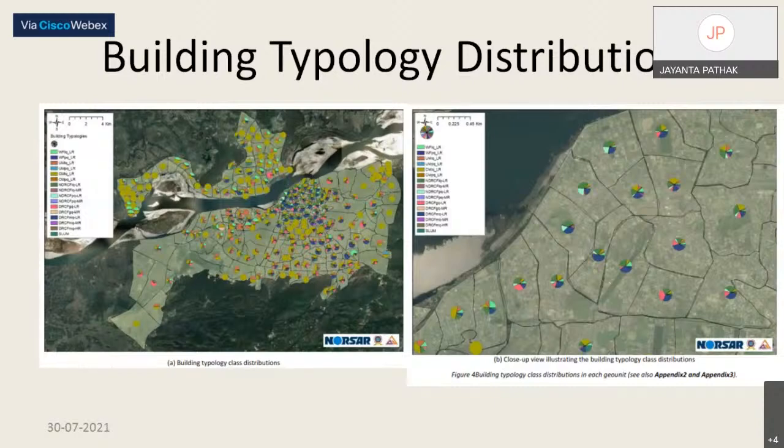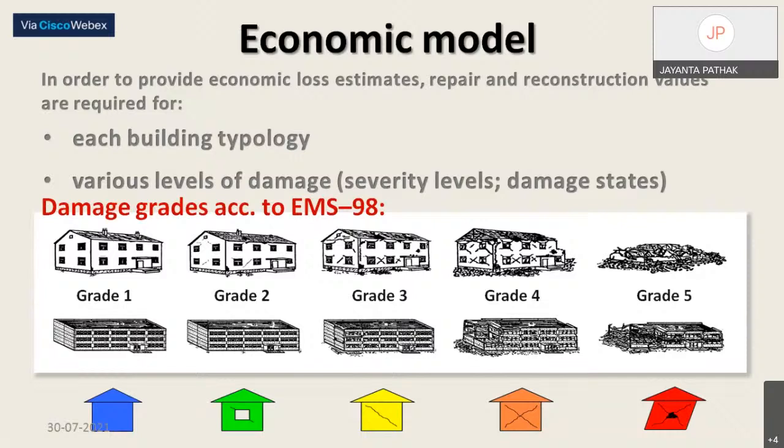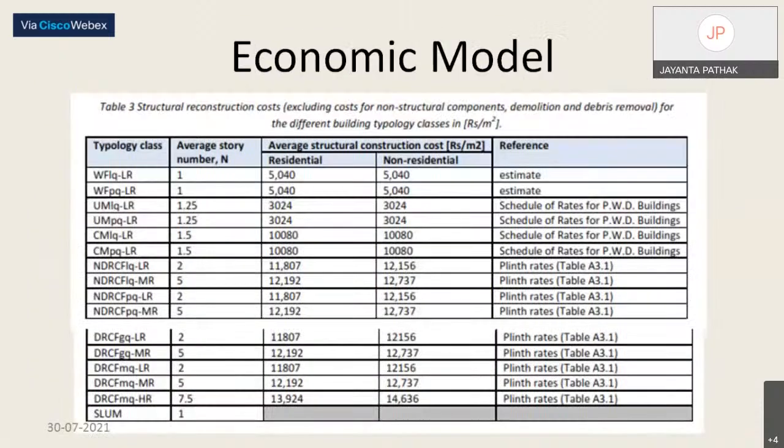We have established an economic model for the building. As you all know, grade 1, grade 2, grade 3, grade 4 damage can be estimated for buildings based on the typology and the intensity. We can put a certain type of building at a certain grade of damage. For every grade of damage, we have calculated the reconstruction cost. The reconstruction cost divided by the capital cost is called the damage ratio.